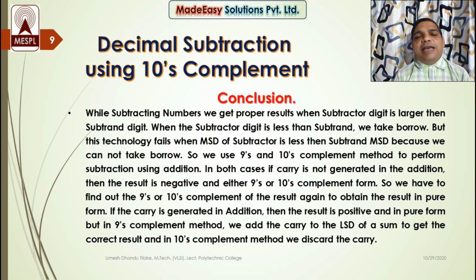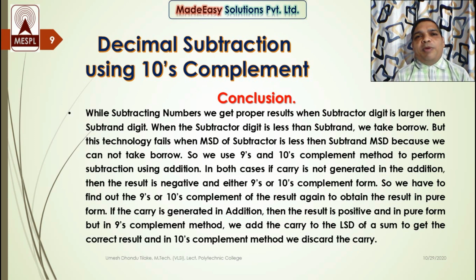Now we have seen in nines complement method, if carry is not generated in step 3, then it indicates that result is negative and in nines complement form. So we have to obtain the nines complement of the result we got in step 3 again to obtain the result in proper form. The 0 carry generated in step 3 indicates that the result is negative. Now if the carry is generated, that means if the carry is 1 in step 3, it indicates that result is positive, but we have to add the carry into the LSD of the result. So this requires the extra hardware while designing the gadgets.